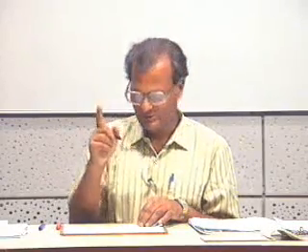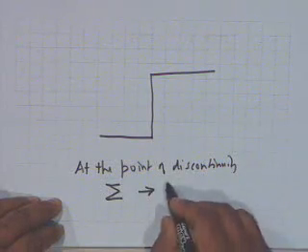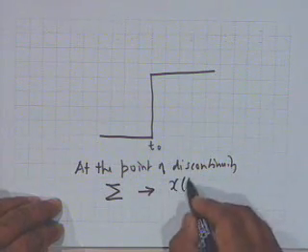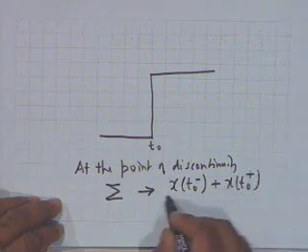So therefore, at the point of discontinuity, there is no question of convergence of the summation to a particular value of x of t. There is no question. So you must answer this query with a very concrete statement. And the concrete statement that Dirichlet made and proved beyond doubt is that at the point of discontinuity, the summation converges to the average value. If t0 is the point of discontinuity, then it converges to x of t0 minus plus x of t0 plus, divided by 2.